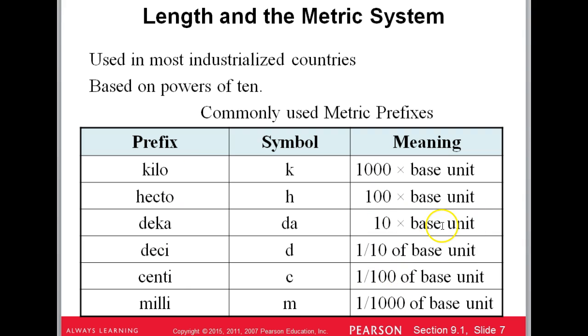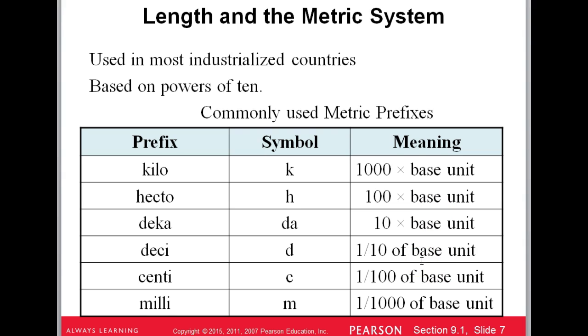Now, base units. In the metric system, it's meters for length, but if we're measuring something else like volume, it would be liters instead of meters. If we're measuring mass, it would be grams. But the prefixes don't change. Like we have kilograms, kilometers, centimeters, milliliters. We have these same prefixes with all the different base units in the metric system, depending on what we're measuring.